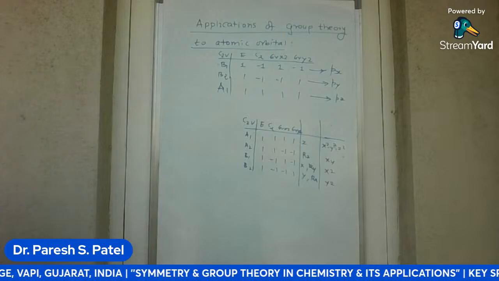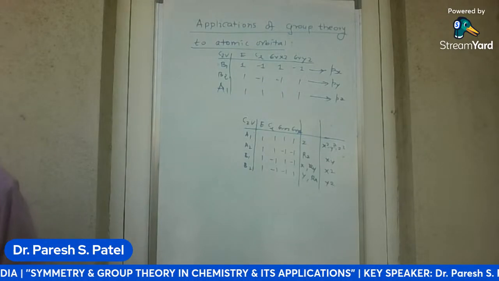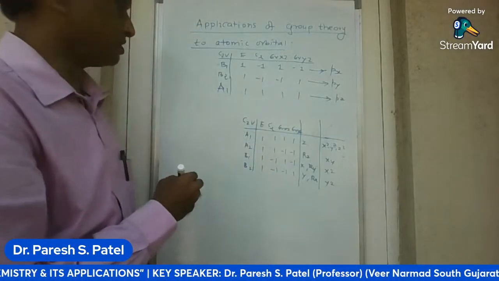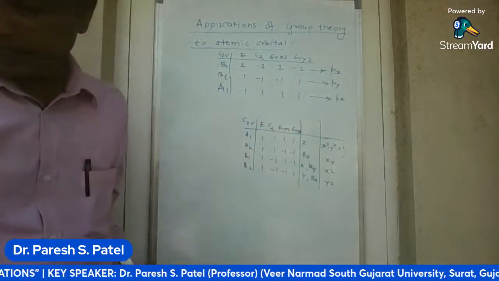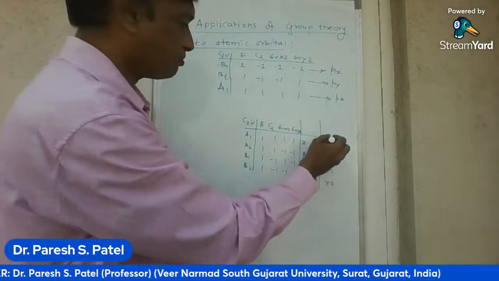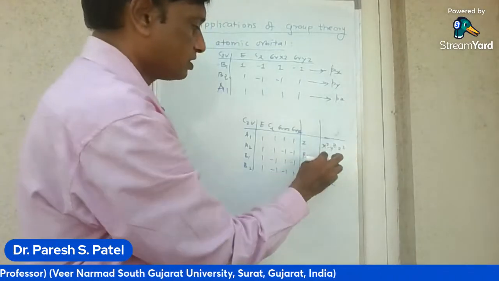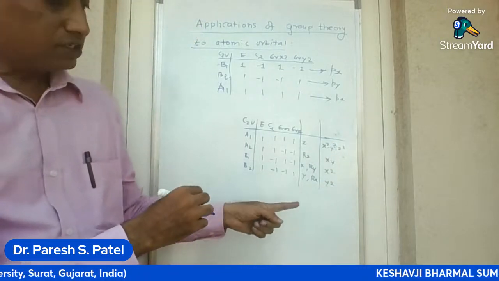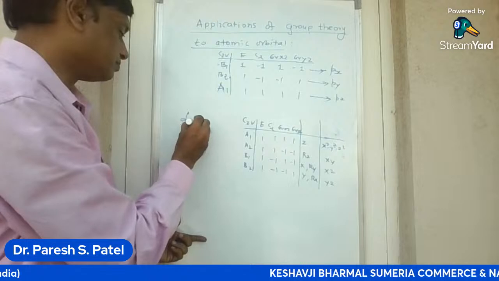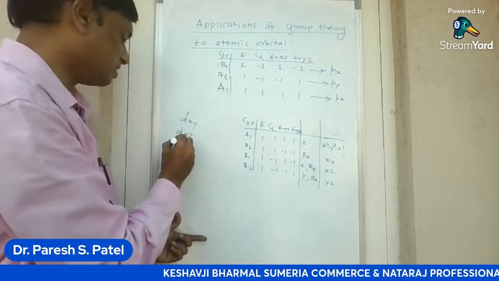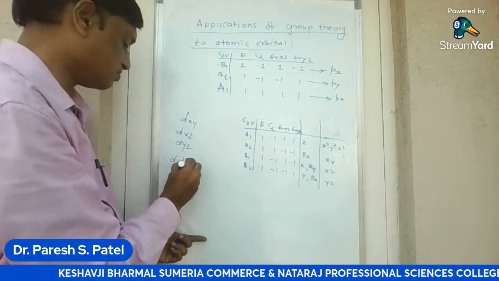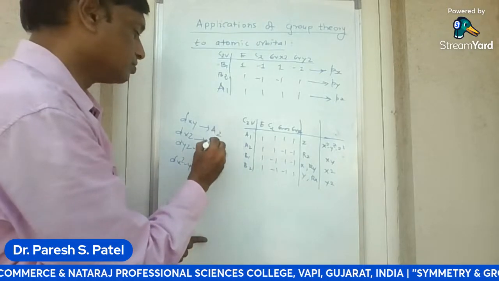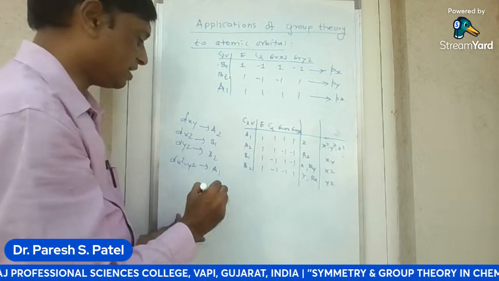We already mentioned the contribution from the s orbital and the p orbitals. Similarly, we can predict from the fourth area, number 4, this is nothing but dx square minus y square and dz square. So dxy, dxz, dyz, dx square minus y square. This is the contribution from a2, b1, b2, and a1.